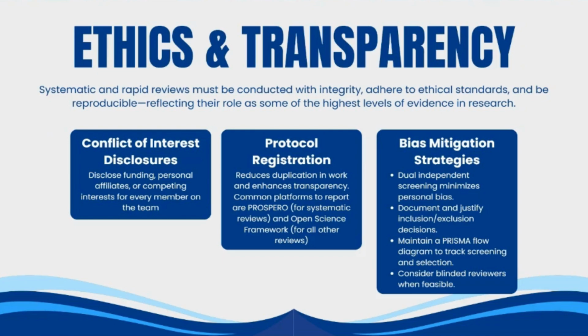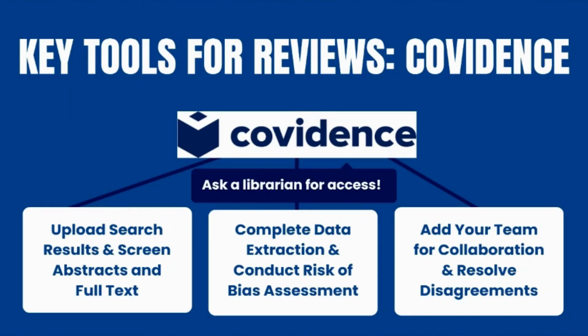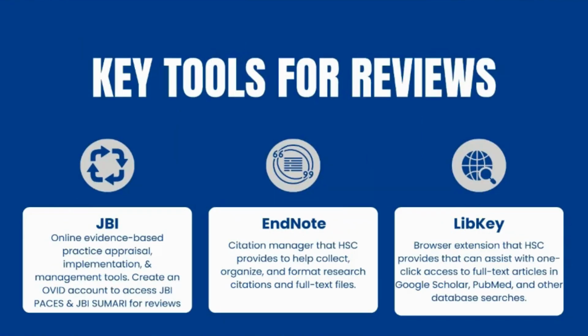Covidence is a web-based platform that simplifies the systematic review process by allowing team members to collaborate on screening articles, extracting data, and assessing risk of bias. Access to Covidence is limited, so be sure to reach out to your librarian for access. Besides Covidence, there are several other key tools for these reviews.